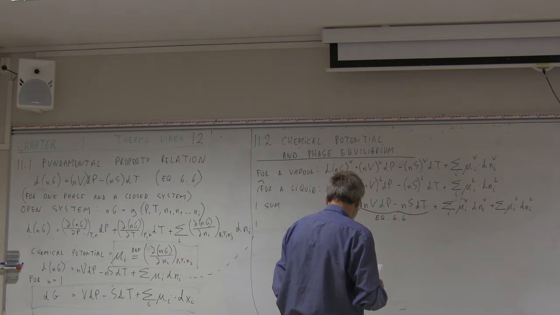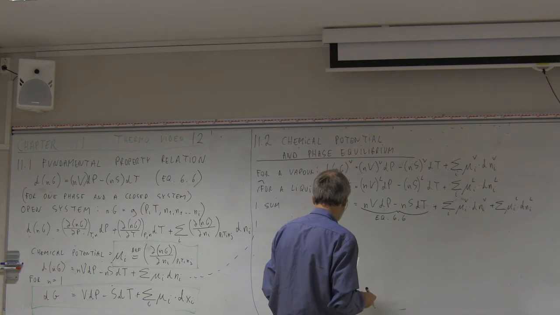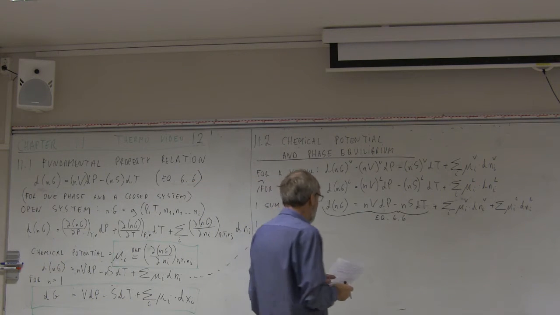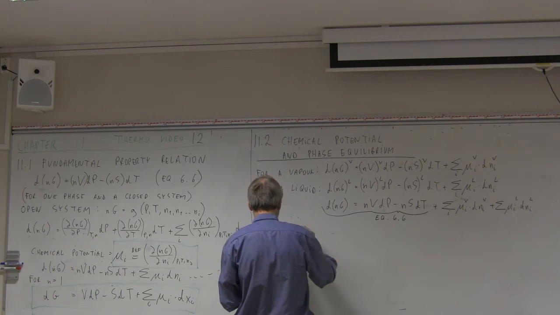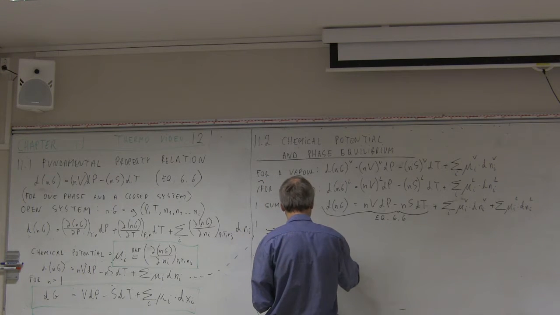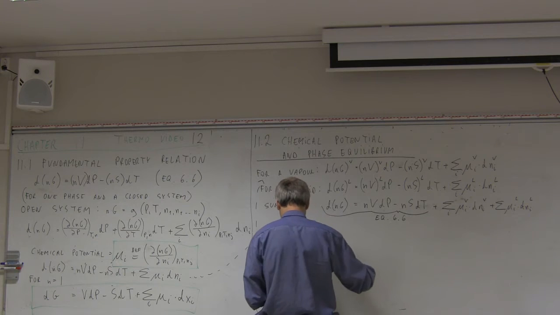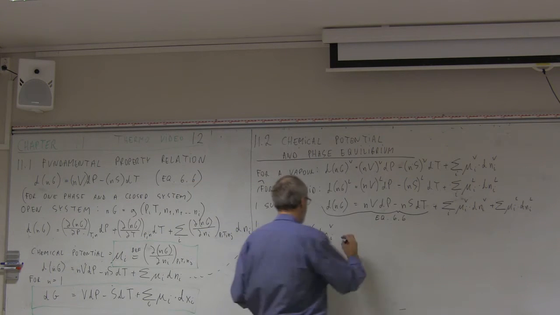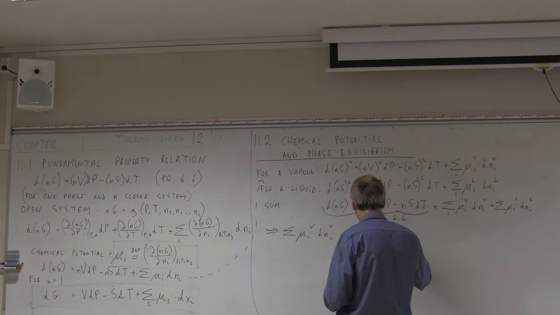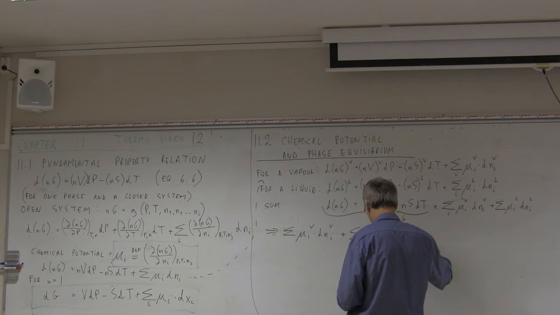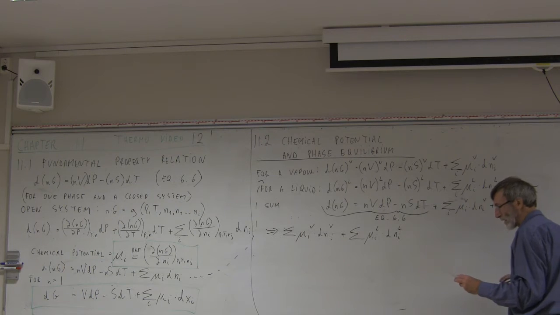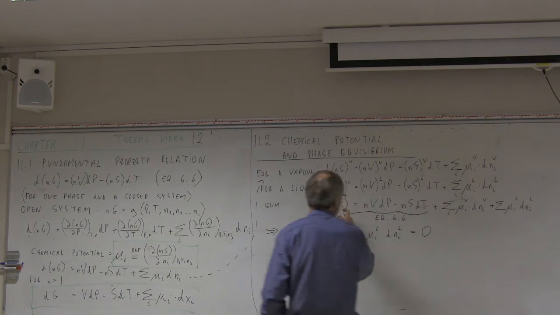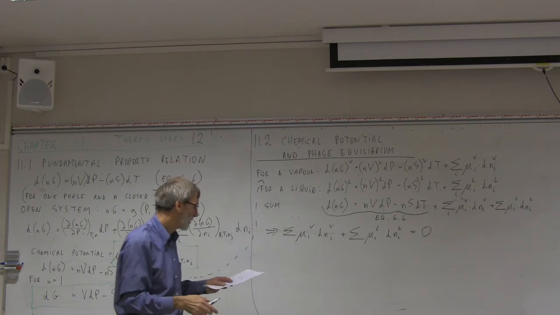So from this follows that the sum of the chemical potential of the vapor times the change in amount of each component in the vapor, plus the sum of the chemical potential times the change in each component in the liquid, should be equal, and we have that equation and this must be 0.